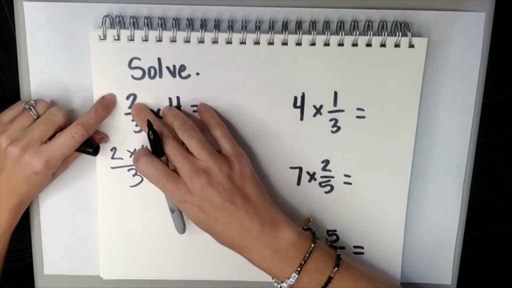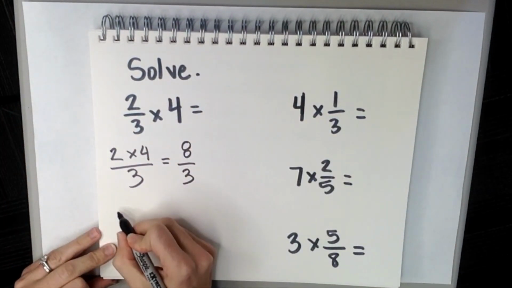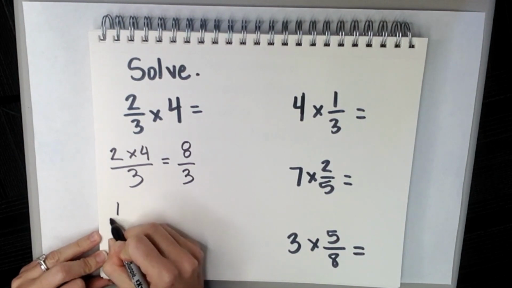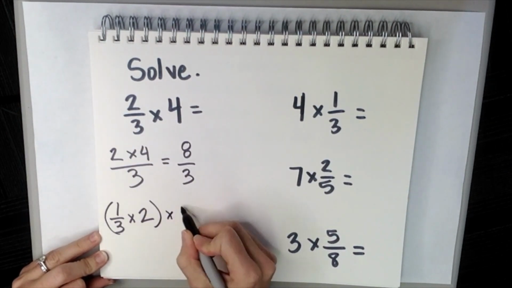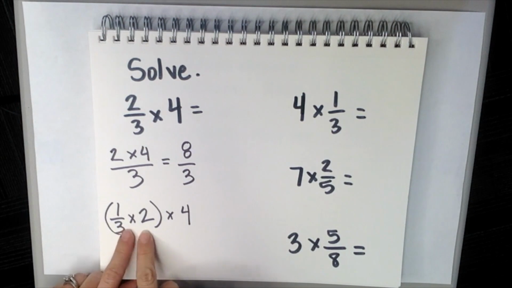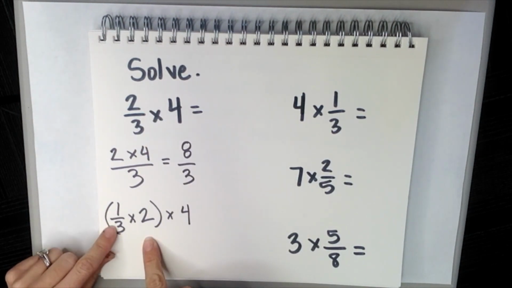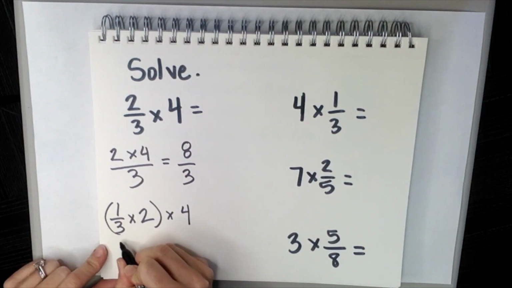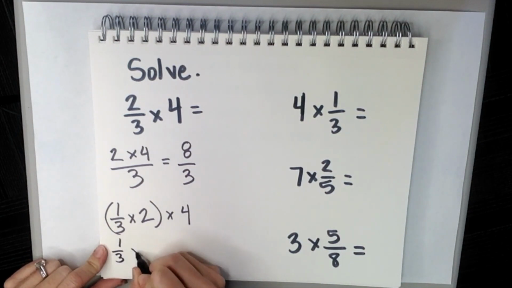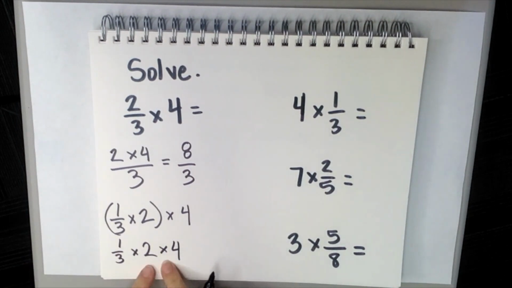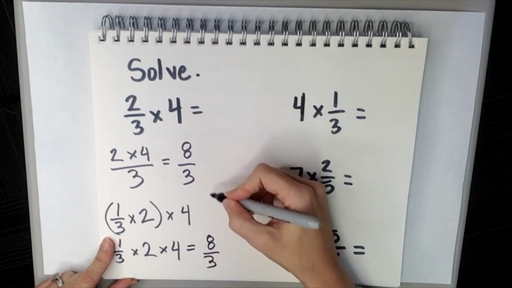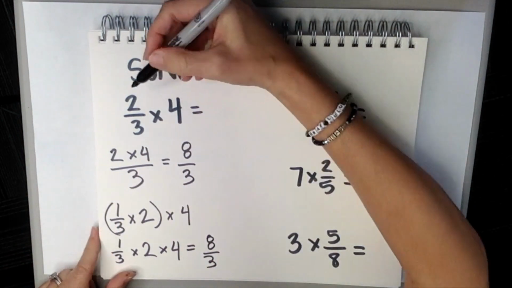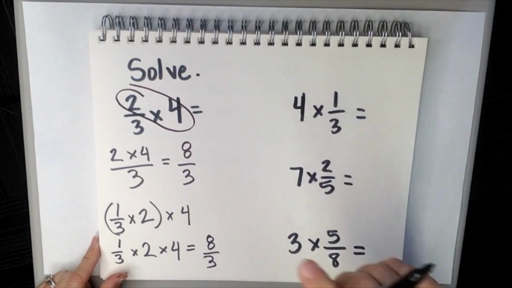Or we could think of it as the unit fraction of 2/3 is 1/3 times 2, because there's 2 of them, and that times 4. So we know that here is our 2/3, 1/3 is the unit 2 times. I'm going to try putting it like this: 1/3 times 2 times 4. So now I can take 2 times 4, that equals 8, and 8 times 1/3 equals 8/3. So we end up getting the same thing. Two different ways of solving, but we're just looking at that numerator and the whole number to multiply.